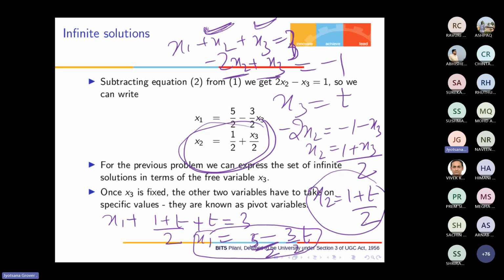If you change the t value, the x3 value changes. Say t is equal to 3. So x2 will be what? 1 plus 3 by 2, so x2 will be 2. And what will be x1? Some value. So as you are changing x3, you are changing x1 and x2. That's why you are saying infinite solutions.